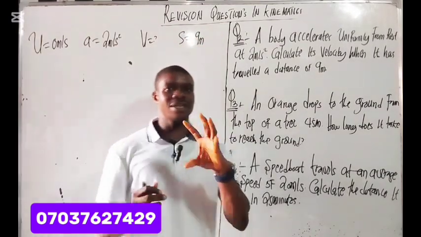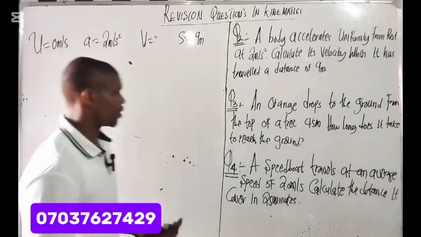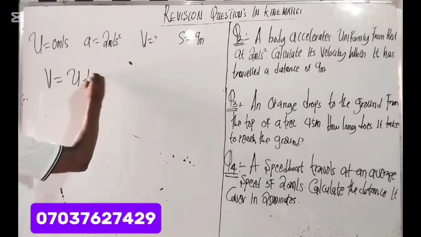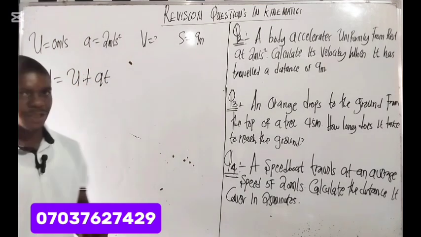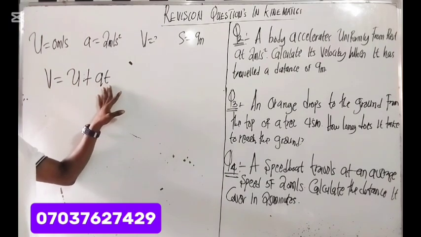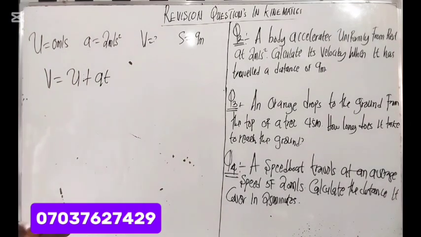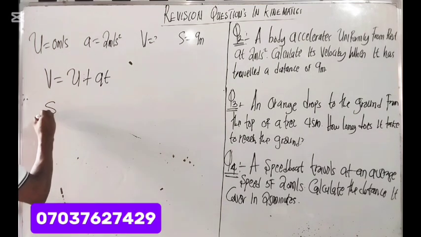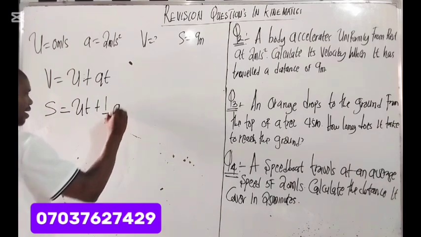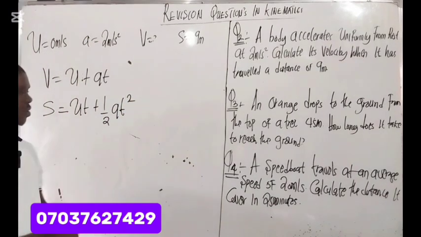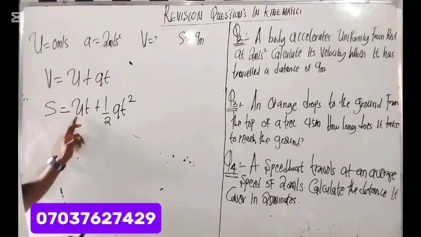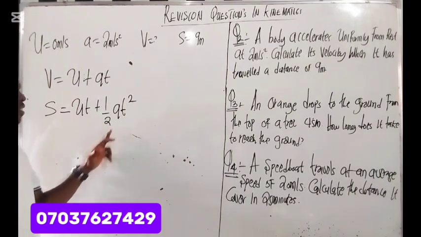Now remember we have 3 main equations of motion, which I'm going to give to you here. The first one is v equals u plus at. That is, final velocity equals initial velocity plus acceleration times time taken. The second one is s equals ut plus half at squared. That is, the distance traveled equals the initial velocity times time plus half at squared.